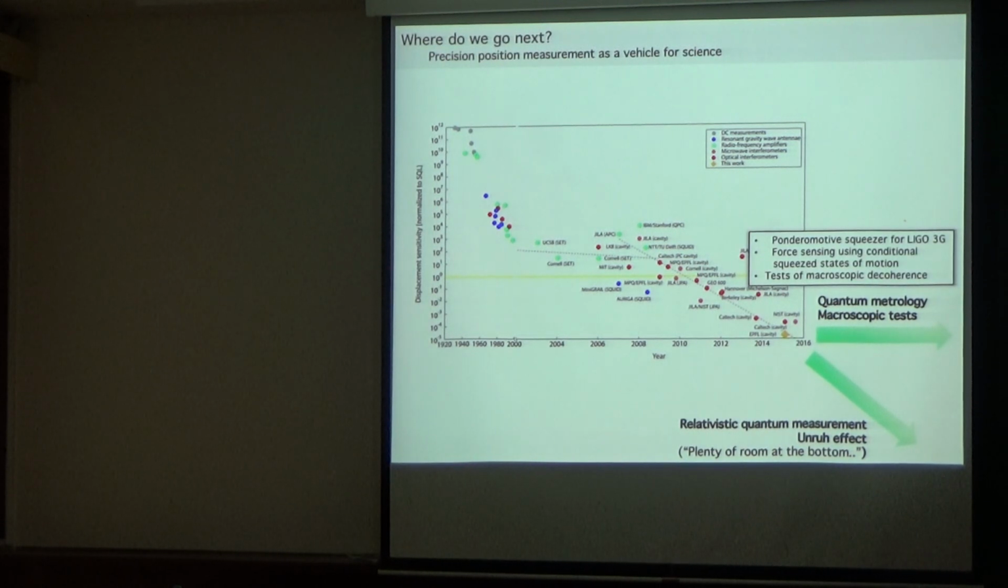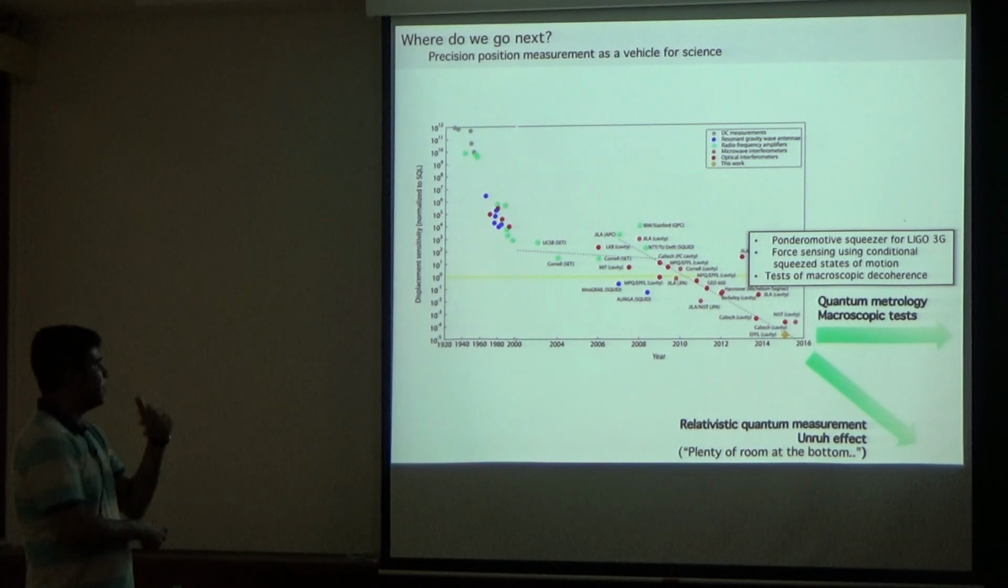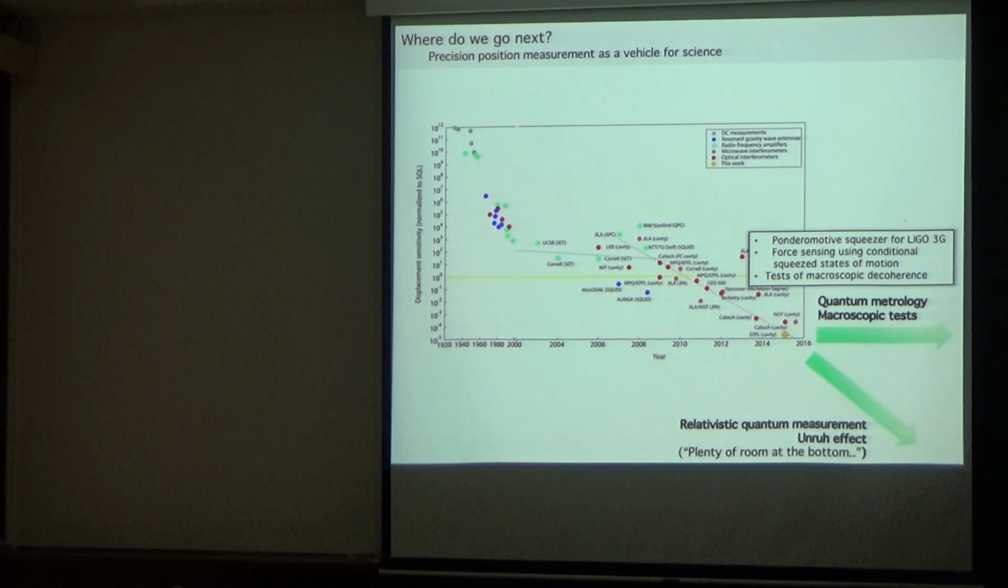So you can think of things like counter-motive squeezers for the third generation of LIGO, and you can think of how force sensing can be improved by using conditional squeezed states of motion.